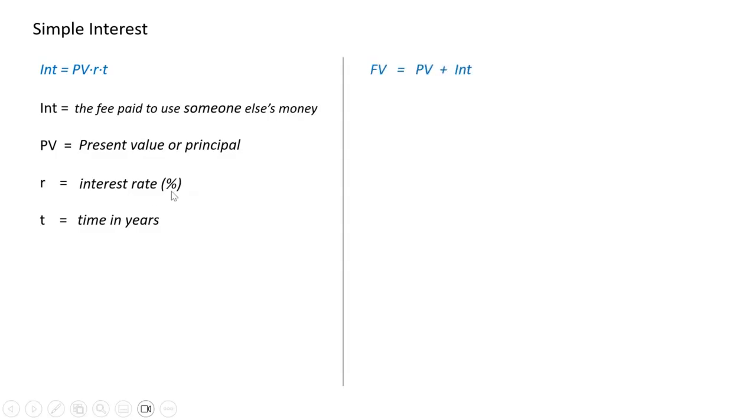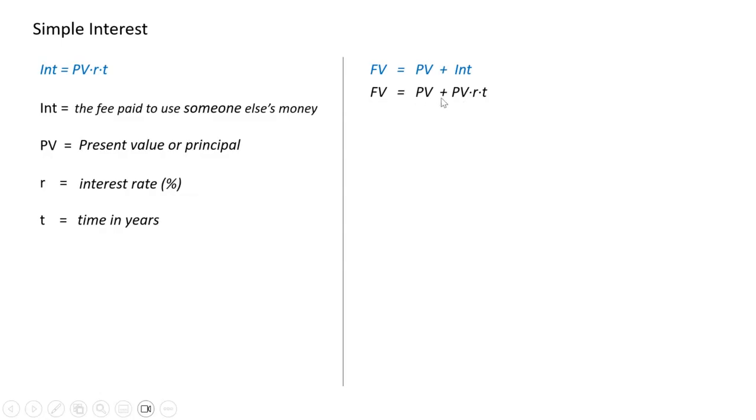Now, there's also another formula that you use. For example, the interest is equal to present value times R times T. Then the future value is equal to PV plus INT. From this formula, we're going to come up with another simple interest formula. How do we derive it? The INT, or the interest, is equal to PV R T, so I'm going to plug that in there.